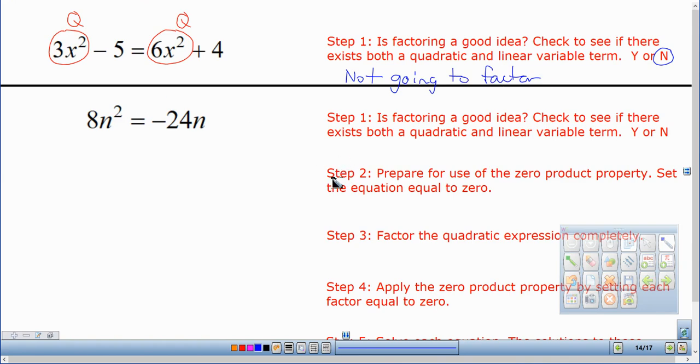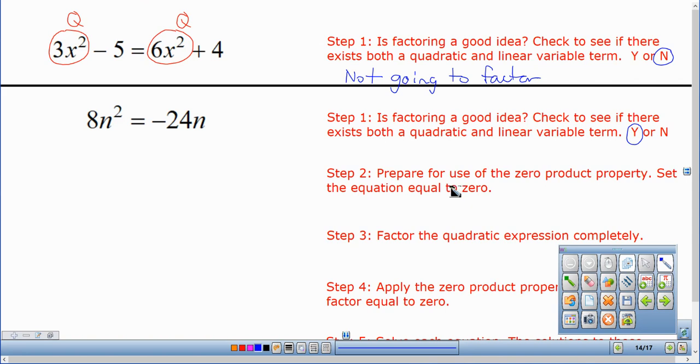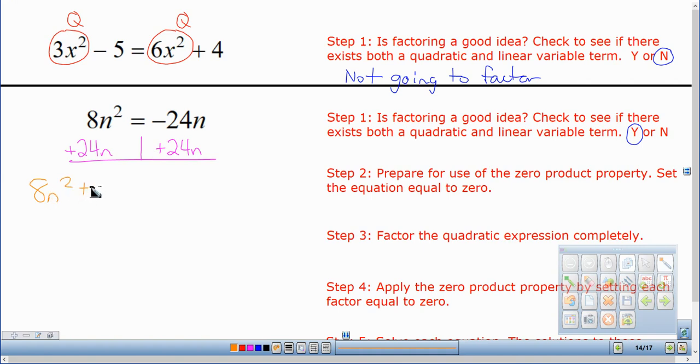This problem looks different. Is it a good idea to factor? Let's look. We have a quadratic term, and I also have a linear term. So just because it looks different, we are not going to approach it any differently. Yeah, factoring would be a good idea here. Let's get it equal to 0. Okay, I'm going to do the right side equal to 0. So I'm going to add 24n to both sides, and we're going to get 8n squared plus 24n equals 0.